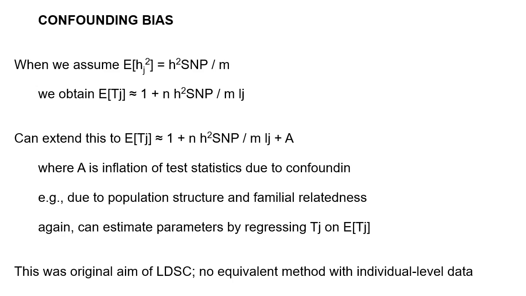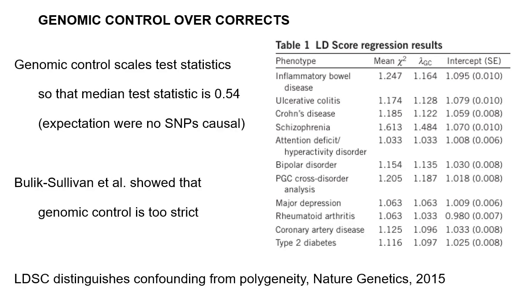We regress the observed test statistics on their expected values, and this then allows us to estimate not just the SNP heritability, but also A, the average amount of confounding in the GWAS. So here are some results from the original LD score regression paper. They compared these new estimates of confounding bias to those corresponding to genomic control. So many of you will be familiar with the idea of genomic control. It tries to correct for confounding by scaling all test statistics so that the new median test statistic matches that expected if there was no causal variation.